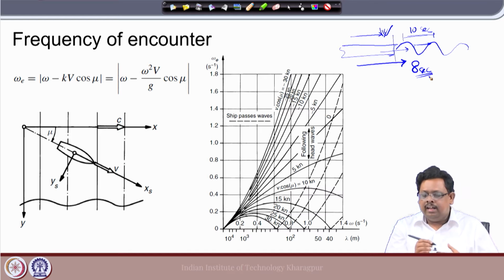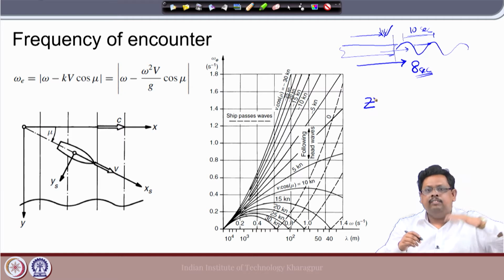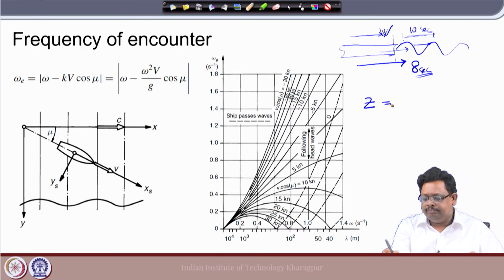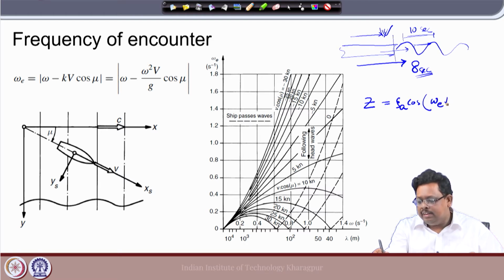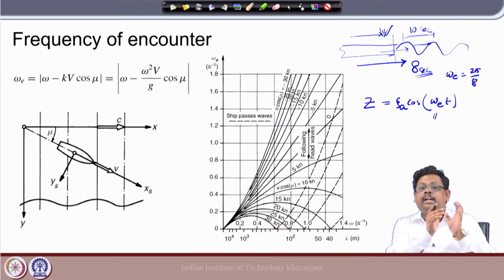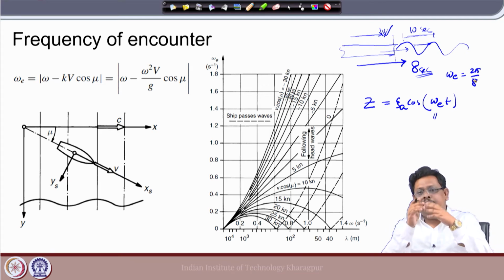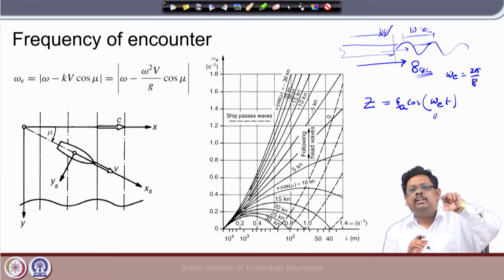As a result, let us say the heave displacement is z. Then z can be written as a harmonic motion, ZA cos of omega e t, and this omega e is nothing but 2 pi by 8, not 2 pi by 10. That is what I am talking about. So, the ship is excited at the encounter frequency, not the wave frequency.